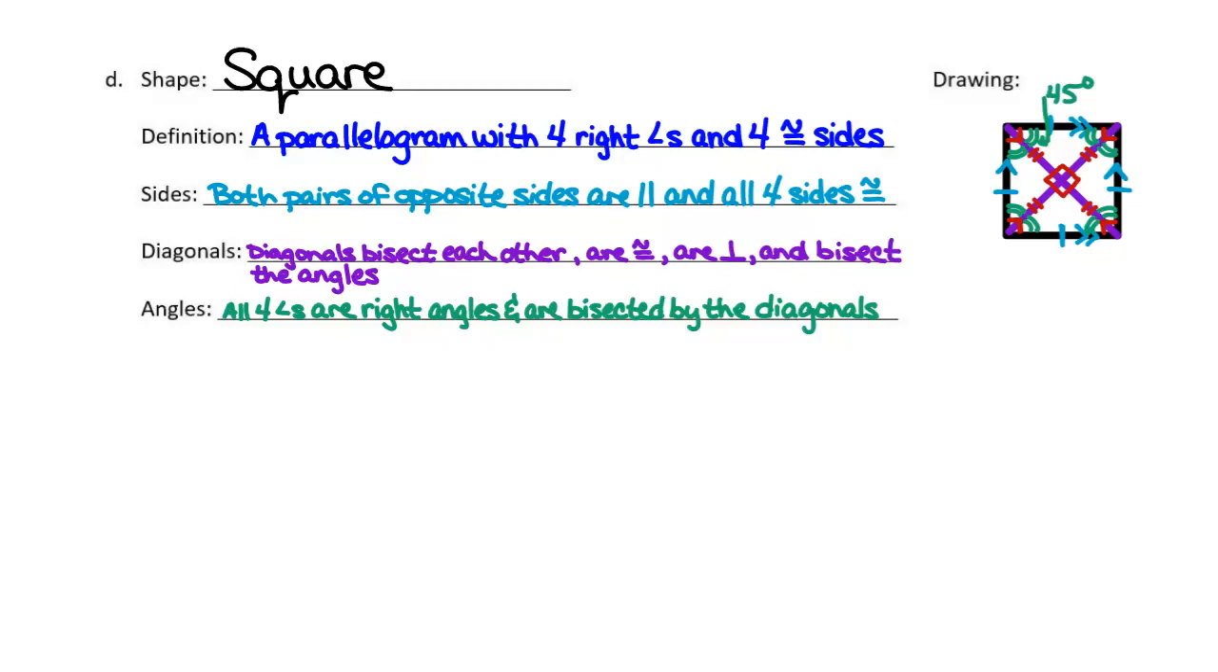The last 2 types of quadrilaterals we talked about were not special types of parallelograms. We talked about trapezoids, but we specifically talked about the properties of isosceles trapezoids. So that is our next shape here, an isosceles trapezoid.